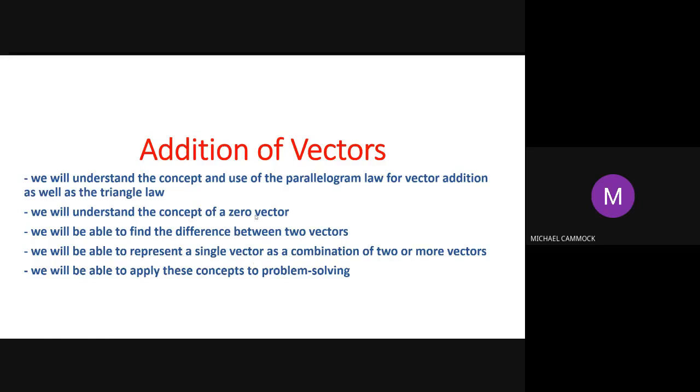We're going to understand the concept of the parallelogram law for adding vectors, as well as the triangle law. I'm going to understand what a zero vector is. That's going to be mentioned. And the difference between two vectors. How do I subtract vectors? And representing a single vector as a combination of two or more vectors. And I'm going to apply this to problem solving. That's basically the gist of what I want to try to get through today.